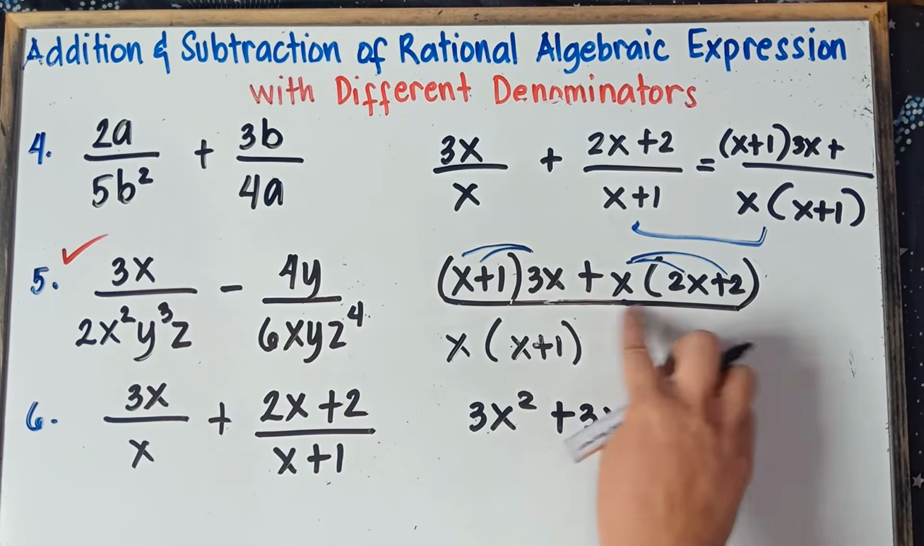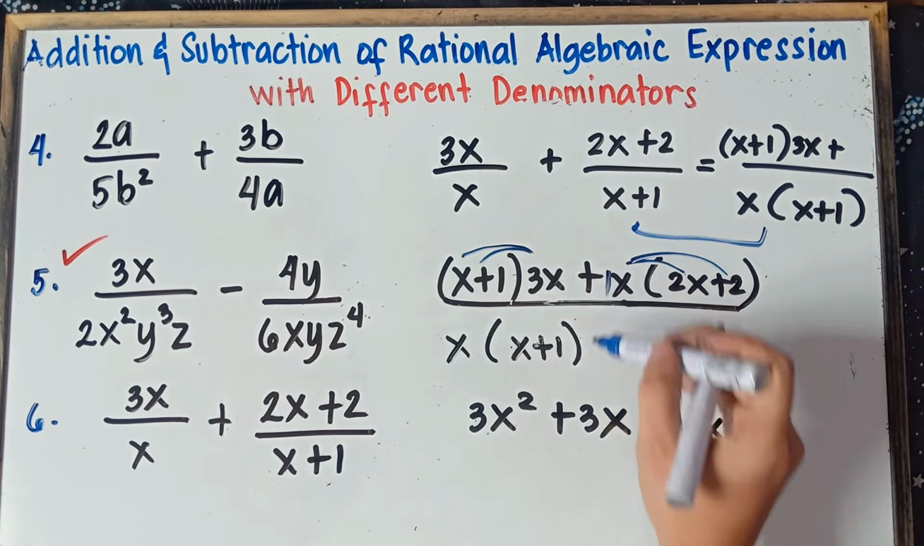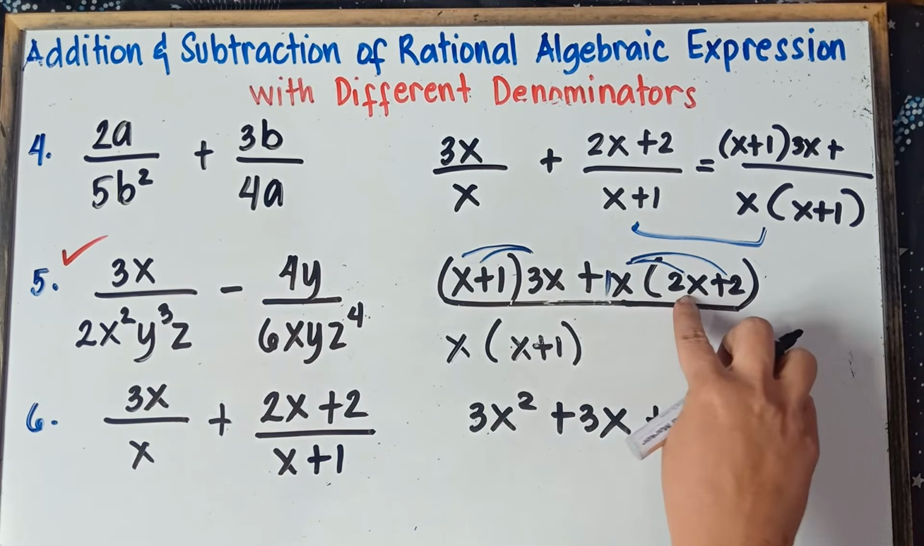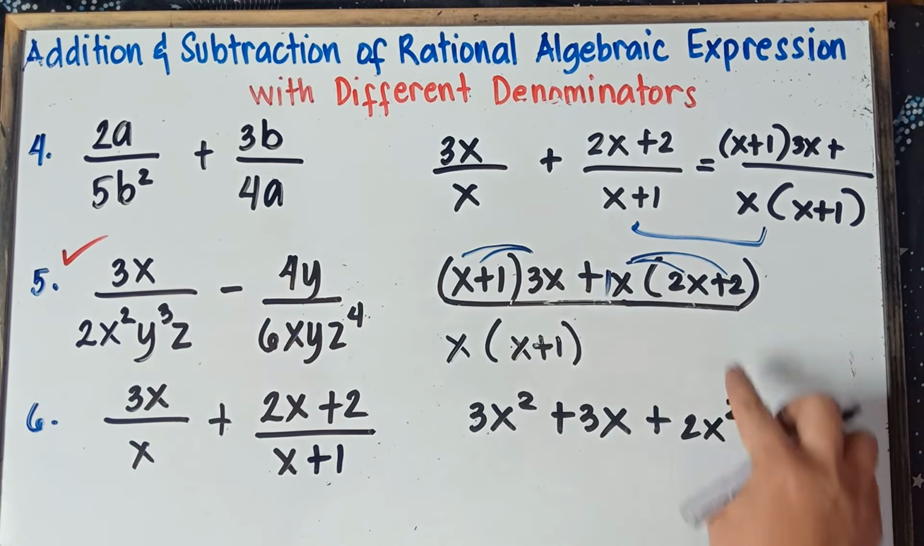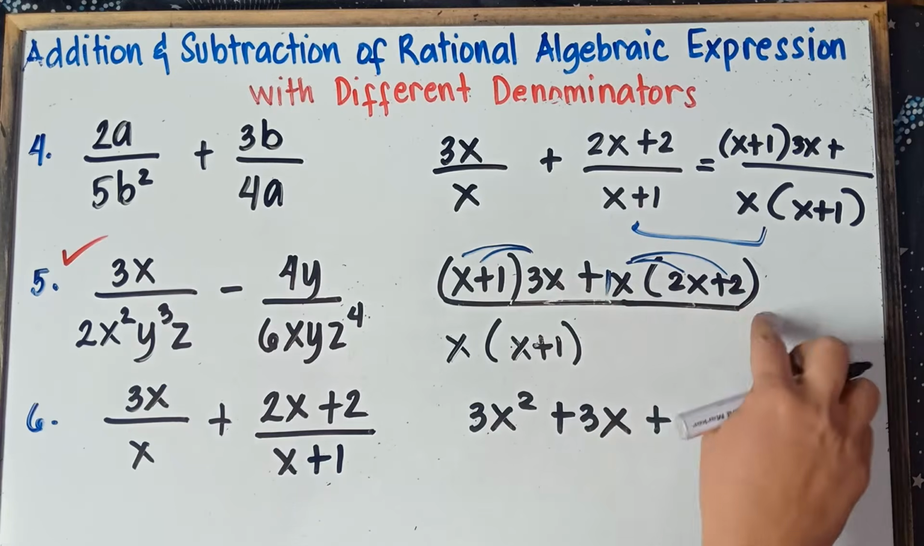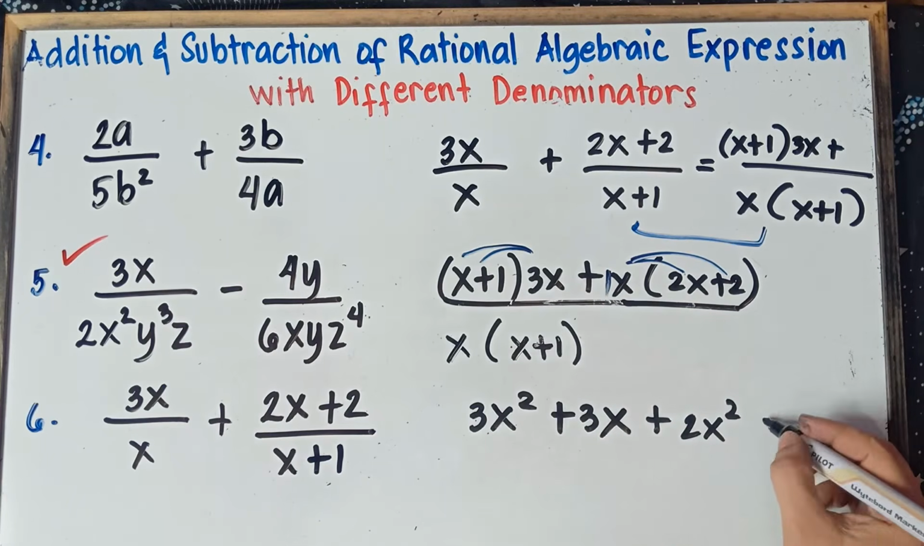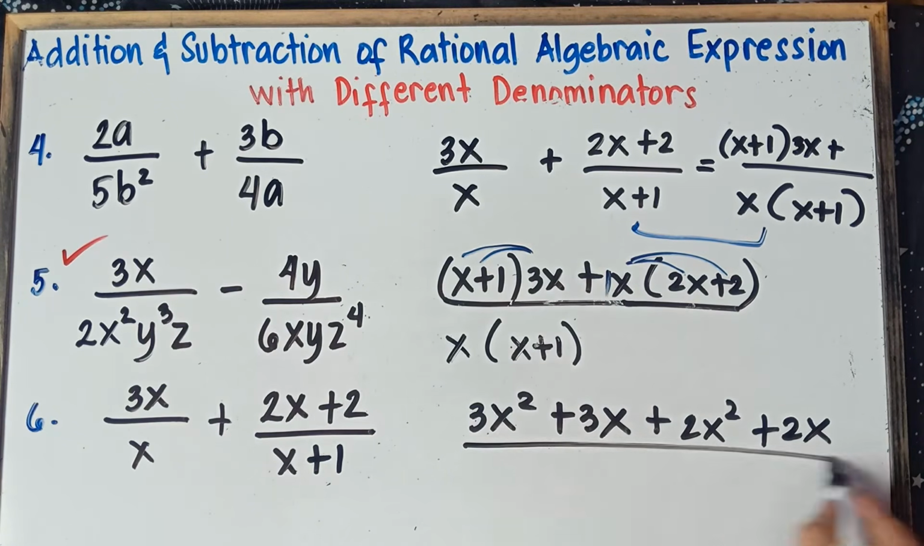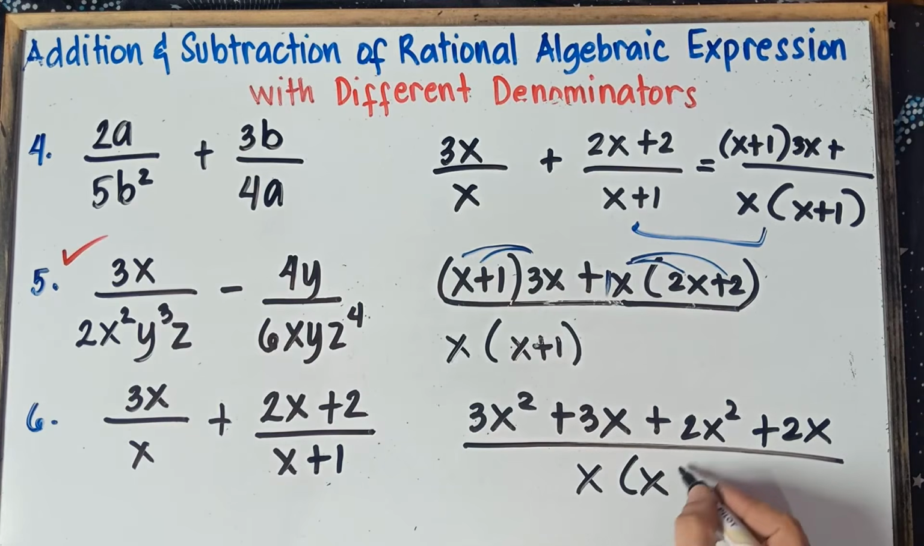Once again, plus x times 2x. Understood that there's 1 here. 1 times 2, that would be 2. X times x, that would be x squared. And then this one, x times 2x, that would be positive 2x over x and then x plus 1.